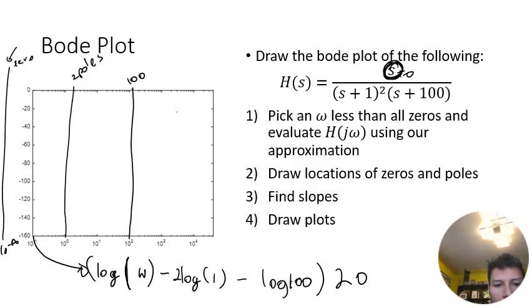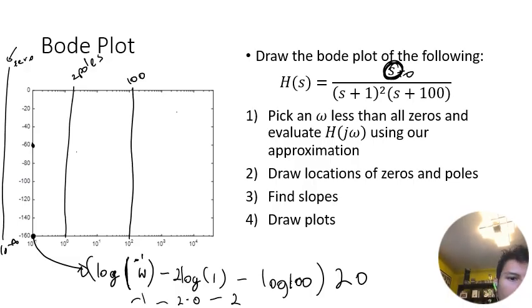Okay, so if we want to evaluate the value here, this is 0.1, so this would be -1 minus 2 times 0 minus 2. So that's going to give us -3 times 20, so that's -60. So it should start here.